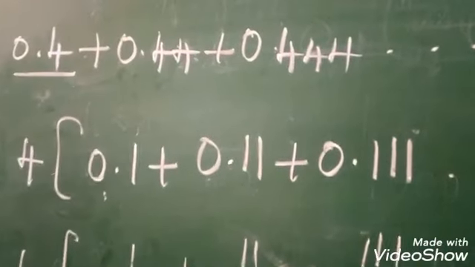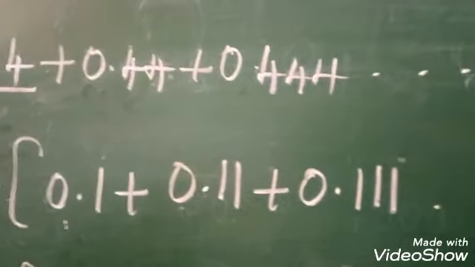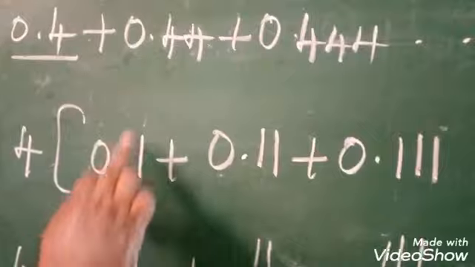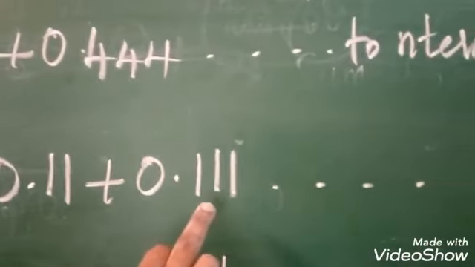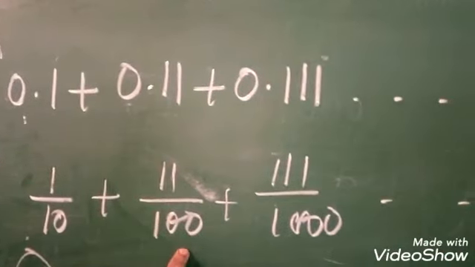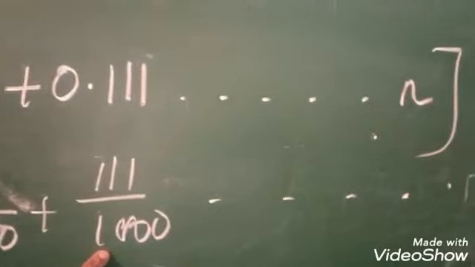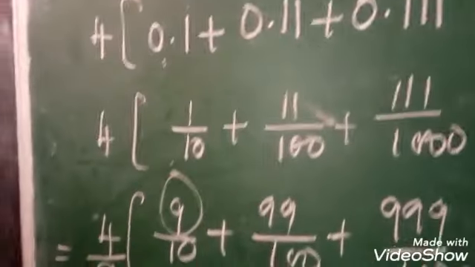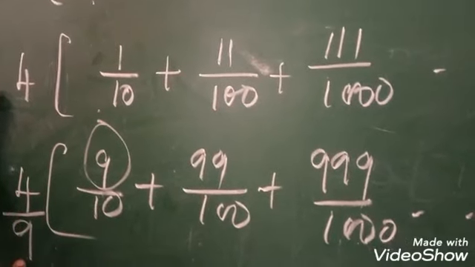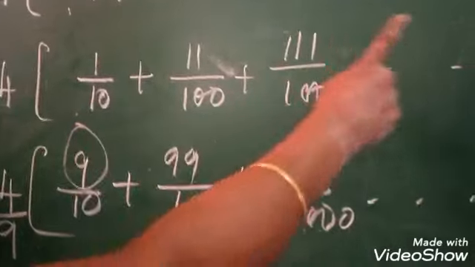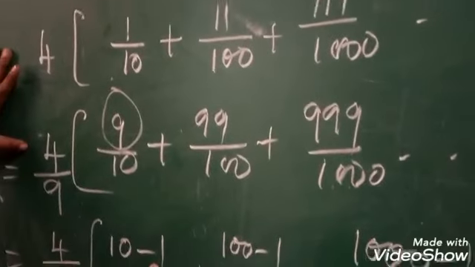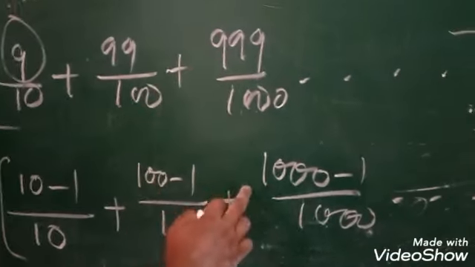See, girls, in the sixth sum, 0.4, 0.44 are given. So I am taking 4 outside. Second step, 4 is taken outside, so 0.1, 0.11, 0.111 it's going on. Now I am converting as 1 by 10, 11 by 100, 111 by 1000, going on n times. Now the next step, as in the last sum, multiply by 9 divided by 9, so that the numerator is multiplied by 9. The 9 you have to split into 2 terms, so 10 minus 1, 100 minus 1, so I am writing like this.